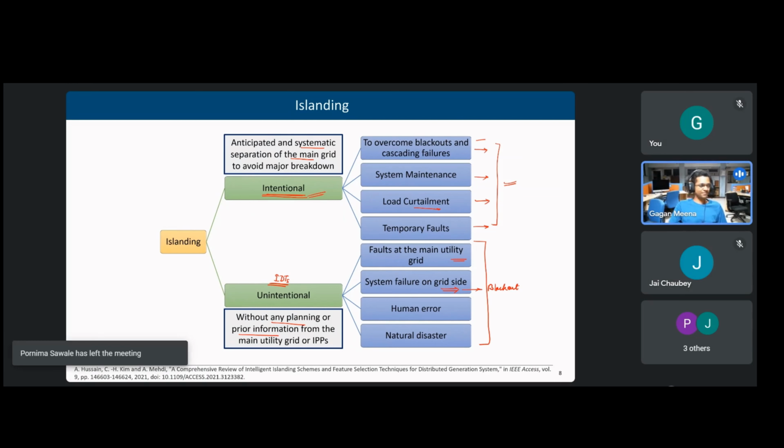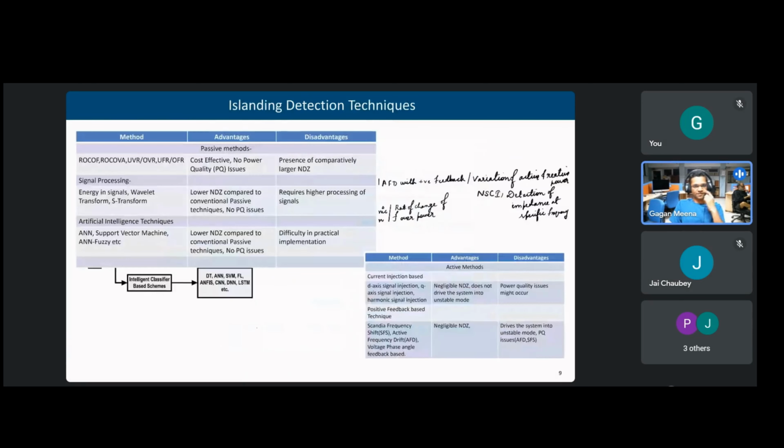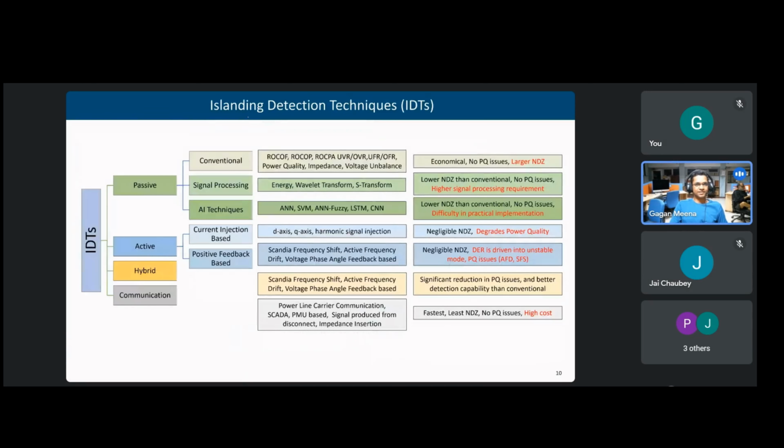So these are the islanding detection techniques that we have gone through in the first 3 lectures. The islanding detection techniques can be broadly classified into passive, active, hybrid and communication types. Then passive can be of 3 types. One is the conventional, second is signal processing based, and then the new ones are the AI techniques and also signal processing. Both of these are newer. These are the conventional ones. Then in active we have 2, current injection based and positive feedback based.